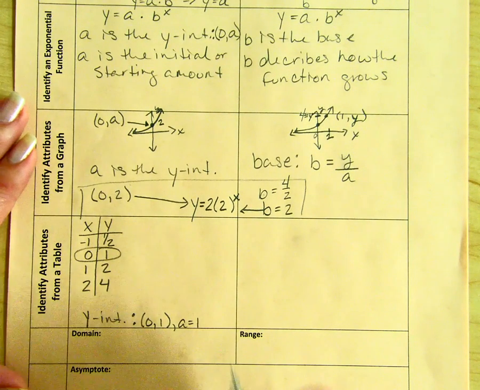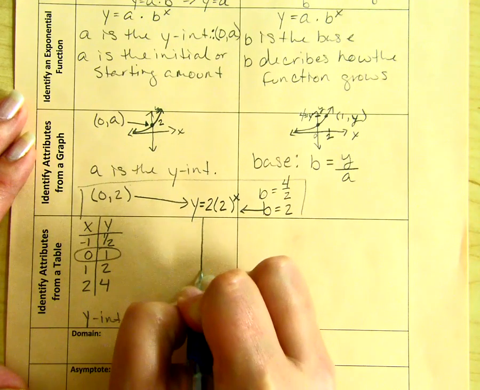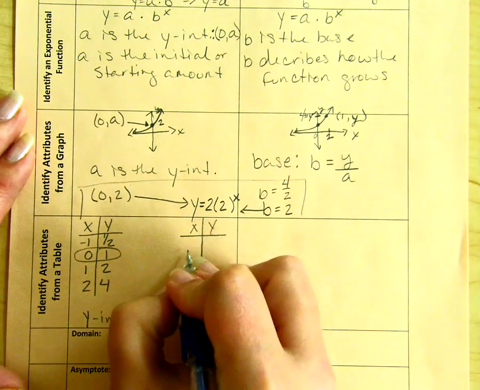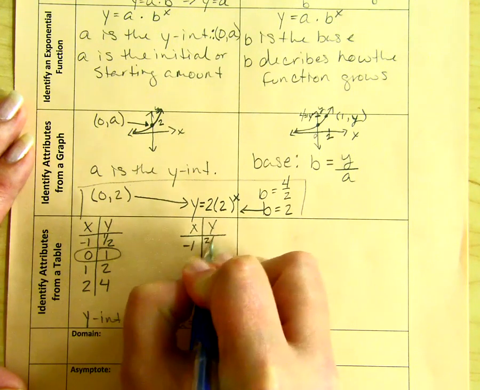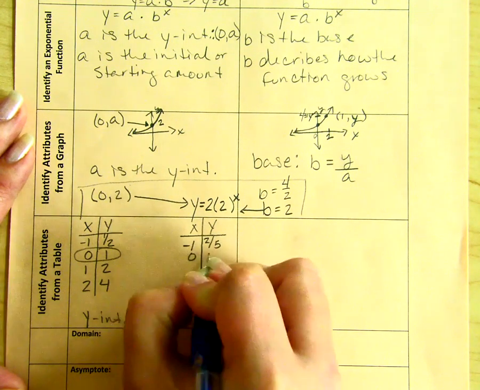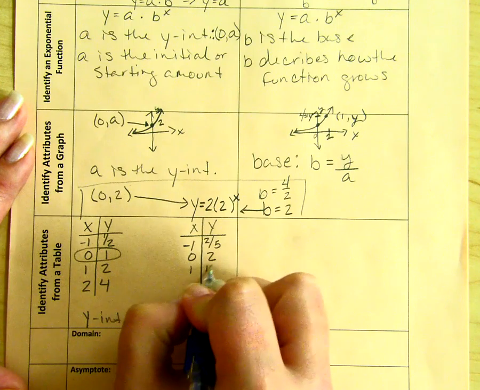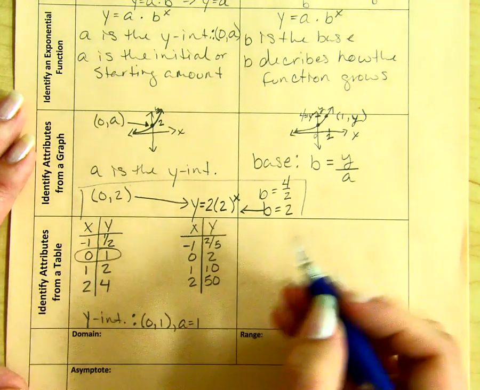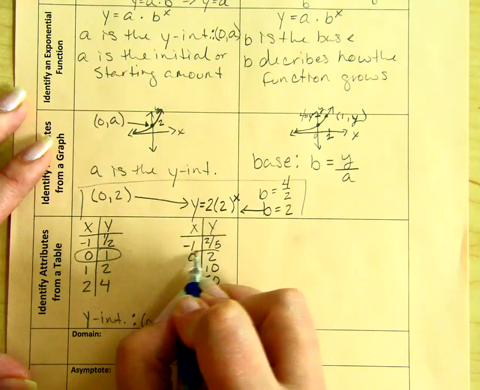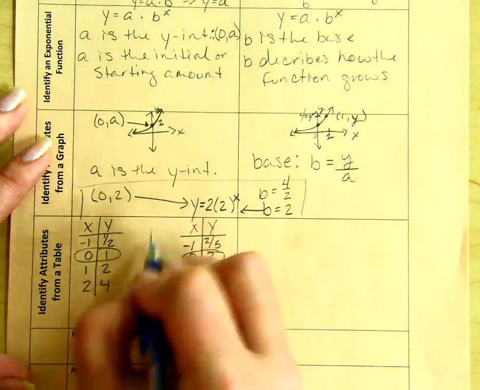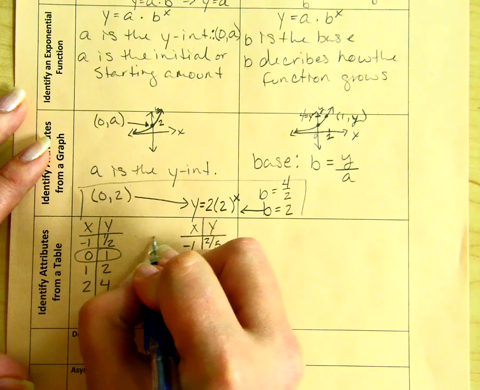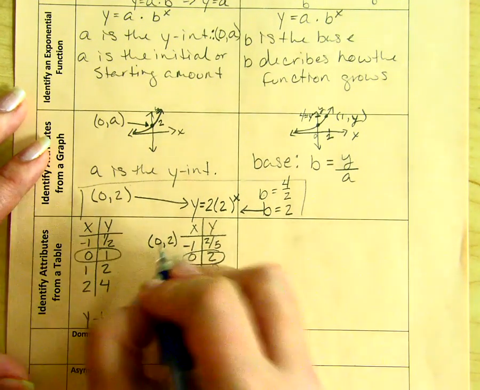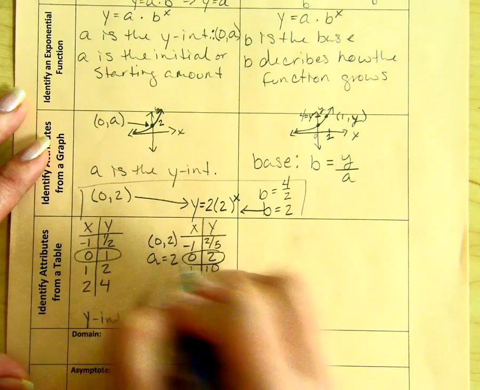Okay? Now, if I give you a different table, what if it was -1, 2/5, 0, 2, 1, 10, and 2, 50. Again, I'm looking for x to be 0, which is this point here. So this time, my y-intercept is at the ordered pair 0, 2. My A value is 2.